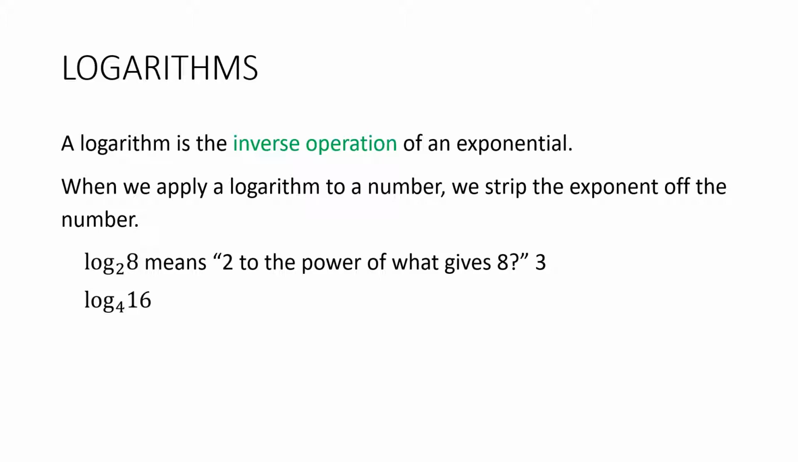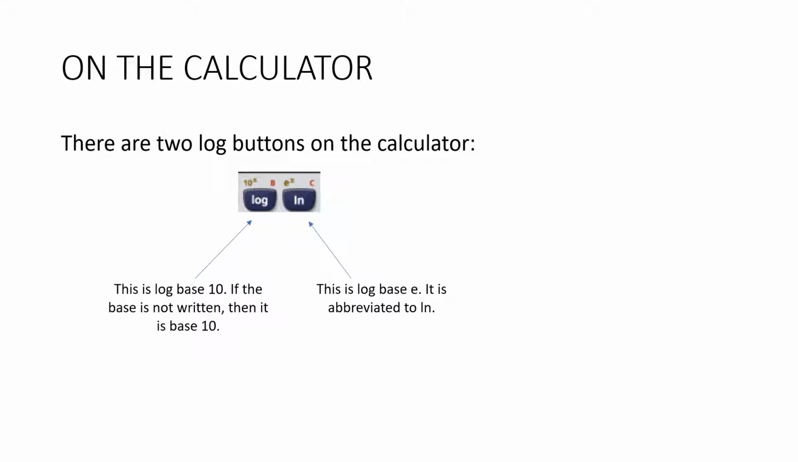Let's have a look at some other examples. Log base 4 of 16. 4 to the power of what equals 16? Well, that's 2. Base 3 of 81. That's 3 to the power of what is 81? Is 4. What about this one? Log base 10 of 100,000. 10 to the power of what gives us 100,000? Well, that's 5.